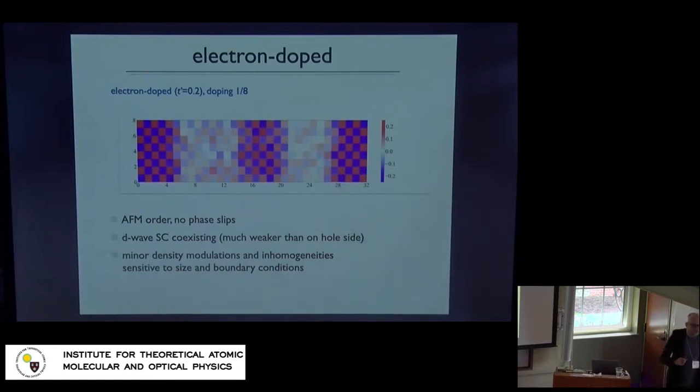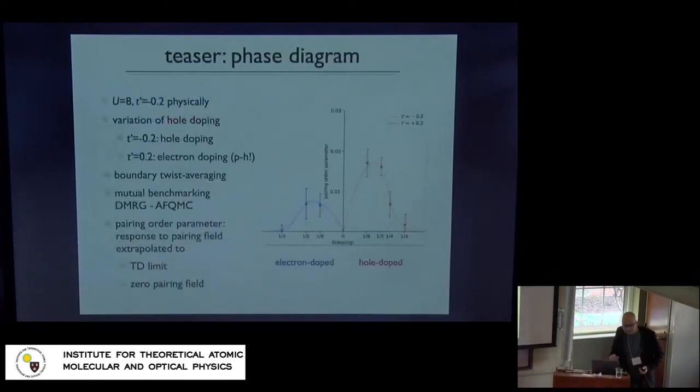So at least the direction is the right one. Absolutely. You had a slide with the superconducting order parameter as a function of electron hole doping. Is there any sign of competition with stripe order to be seen here, or with T prime not equal to zero, do they just not talk to one another?